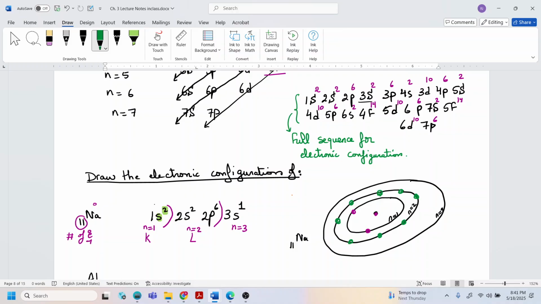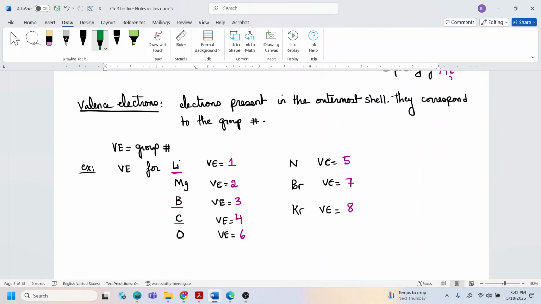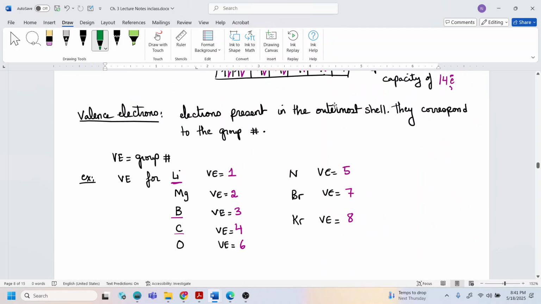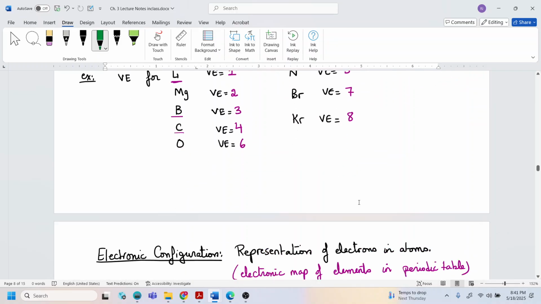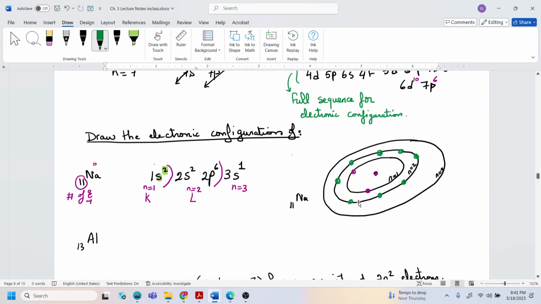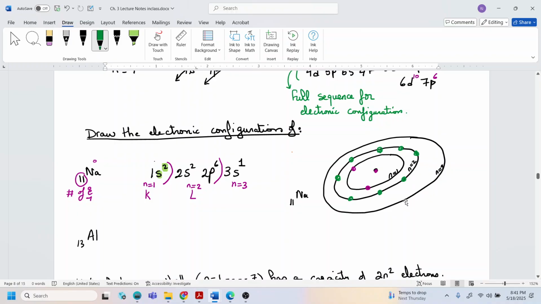And then the last shell, this is the outermost shell. Remember when we defined the valence electrons and we said these are the outermost shell? The outermost shell is the last shell that is not completely filled, or it is the last shell in there. This is the last shell for that particular atom. It just varies from one atom to the other. For sodium, the last shell is n equal to 3.